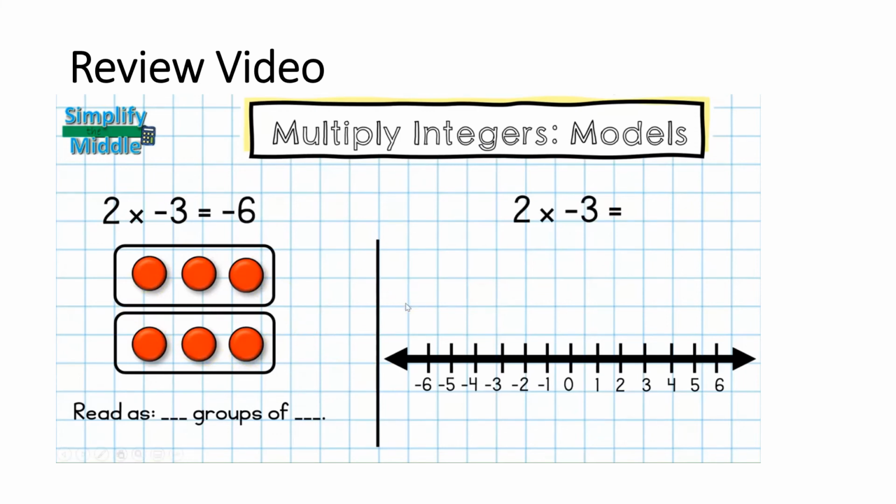On the number line, this problem is telling me that I'm going to be going 3 to the left, and I'm going to repeat that twice. So I'm just going to do it one more time. And then my answer is where I landed at, which is negative 6.